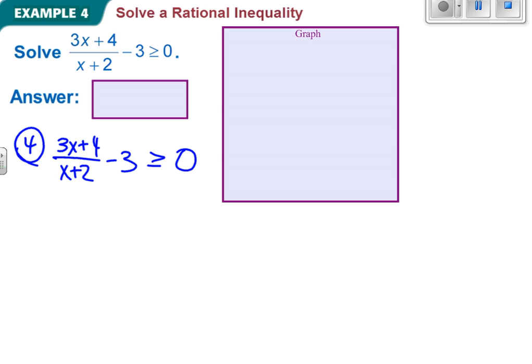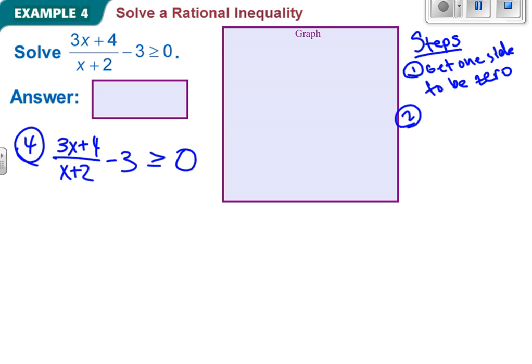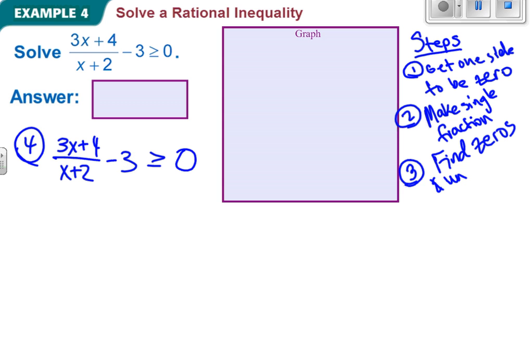So a couple of notes for rational inequalities, and these are steps that you should take. Your first step is to get one side to be 0. Your second step is to make the one side that has stuff into a single fraction. And then step 3 is to find zeros and undefined terms. And step 4 is to make that interval table, and see what works.